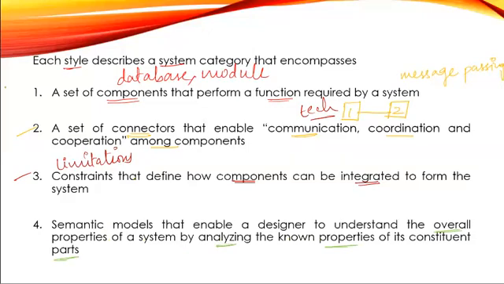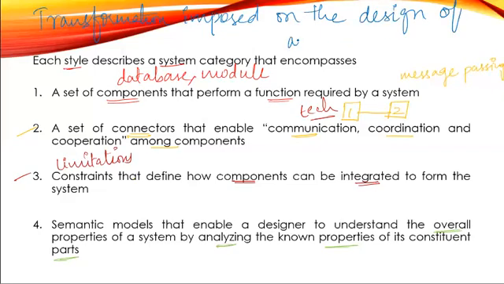So we can sum this up in one point. What is an architectural style? An architectural style is basically a transformation that is imposed on the design of an entire system.